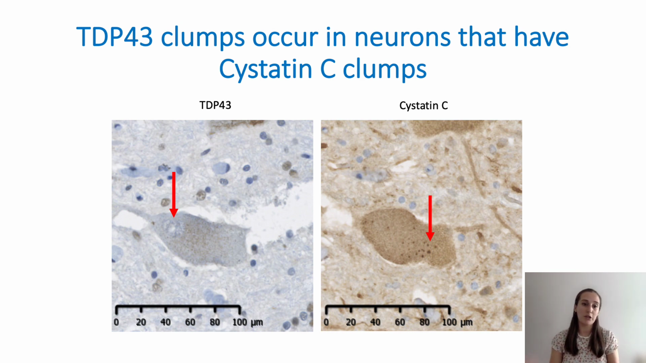The images on the screen show the same cell twice. On the left you can see I've detected TDP43, and the red arrow shows that it's lost from its usual location in the nucleus. And on the right, detecting Cystatin C, you can see that the red arrow is indicating the tiny little clumps of bright brown Cystatin C. So these are occurring within the same cell.